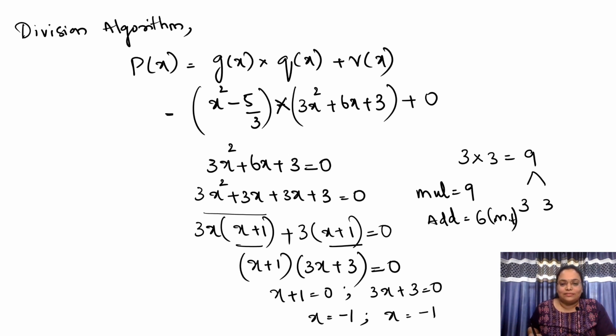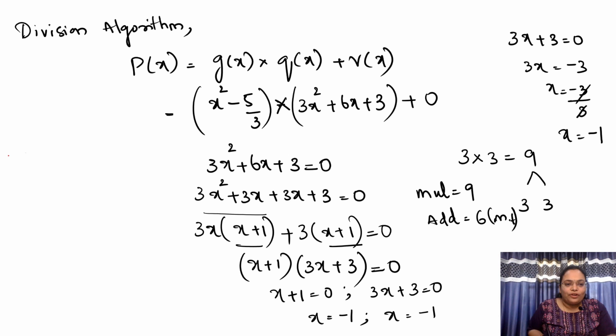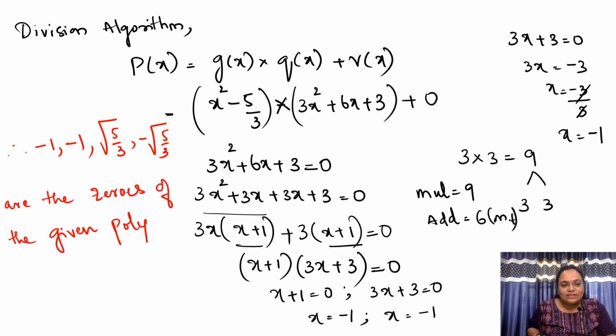And x = -1. So therefore, what are the zeros? -1, -1, and he has given us root 5 by 3 and minus root 5 by 3 as the zeros of the given polynomial. So how many zeros did we get? We have got 4 zeros.